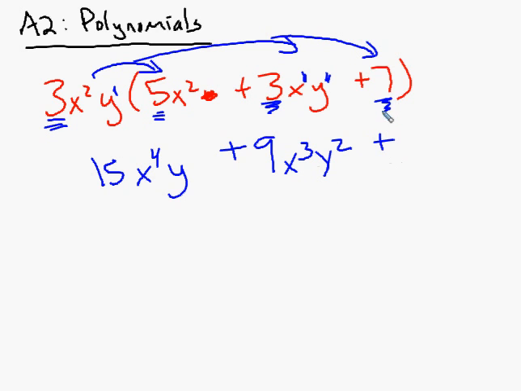Plus, and then I just have the coefficient there, so it's a constant term. So I have 21x squared y. And that's multiplying that.